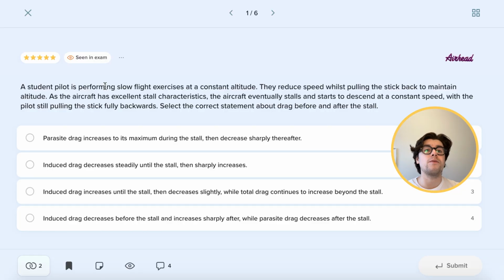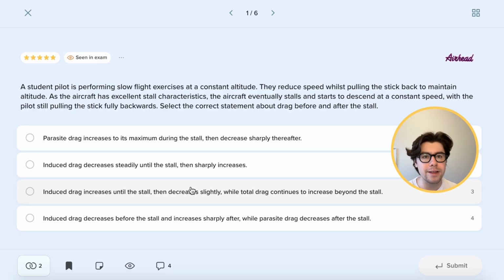In this case, however, we are slowing down, so the most sensible answer will be to consider the induced drag decreasing. And when it comes to, of course, parasite drag, it will be also decreasing because as our airspeed decreases, of course, so does the parasite drag. And for the induced drag, sorry, of course, it increases as it's the opposite as parasite. And then until the stall then will decrease slightly while the total drag continues to increase.